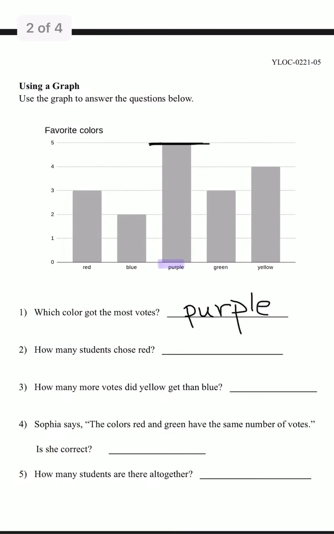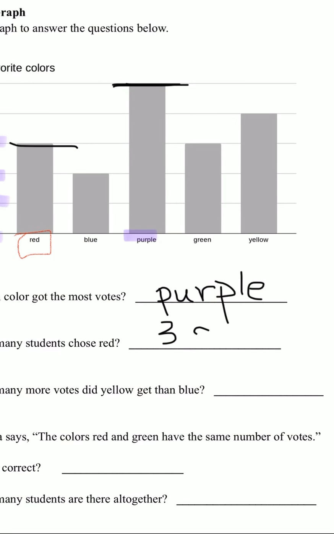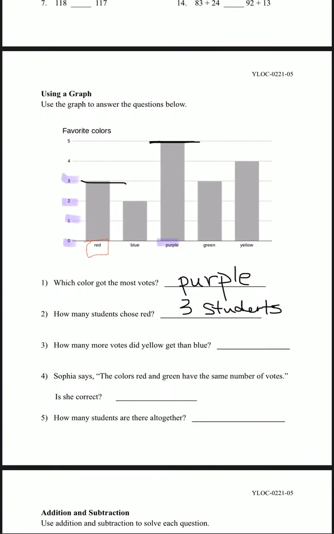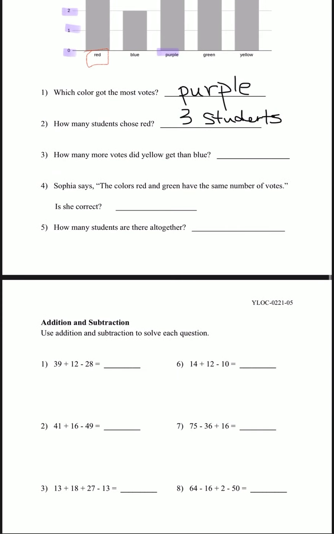Okay. Number 2, how many students chose red? We're going to find red, which is over here. And we're going to count how many students chose red. So here's 0, 1, 2, 3. It ends at 3, right? It means that 3 students chose red. 3 students. Okay. And let's move on to the next page.